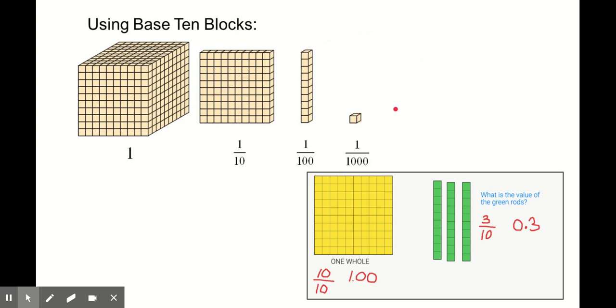For example, now in this example, the whole is a flat. So what is the value of the rods? Activities with base 10 blocks that frequently redefine the whole should be pursued only with students who have a firm grasp of the concept of tenths and hundredths.